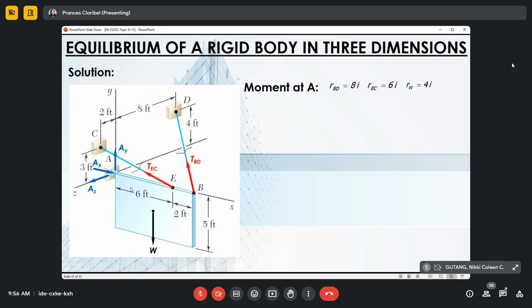And then lastly, the weight. From A, this is 8, halfway, just 4. So the position vector is 4i. You can also write down the position vector as 4i minus 2.5j. We will explain later why the y component does not matter, since it becomes zero anyway.